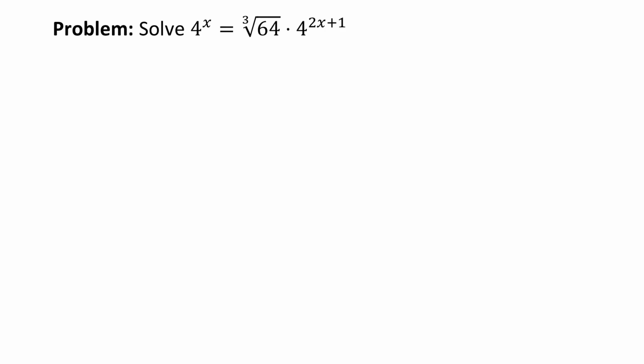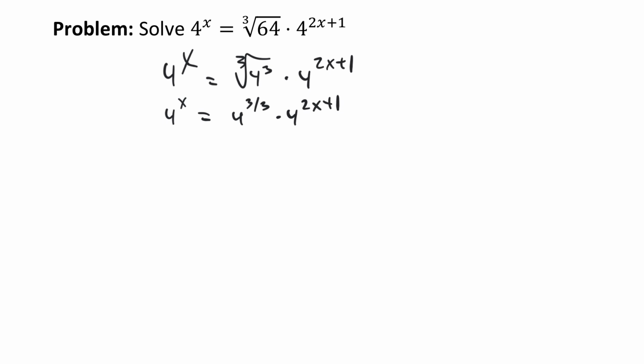All right, go ahead and pause the video and give this one a try. I'll give you a hint. 4 cubed is 64. All right, so we have 4x equals the cube root of 4 cubed times 4 to the 2x plus 1. We can rewrite the cube root as 4 to the 3 over 3 times 4 to the 2x plus 1.